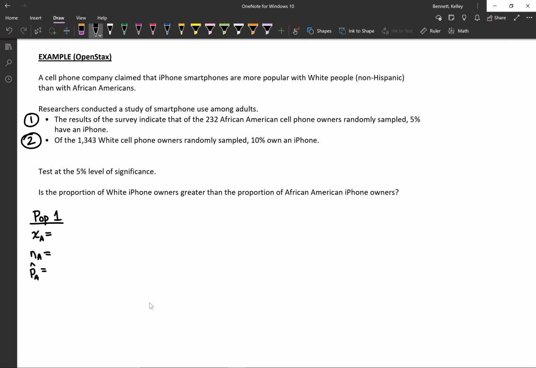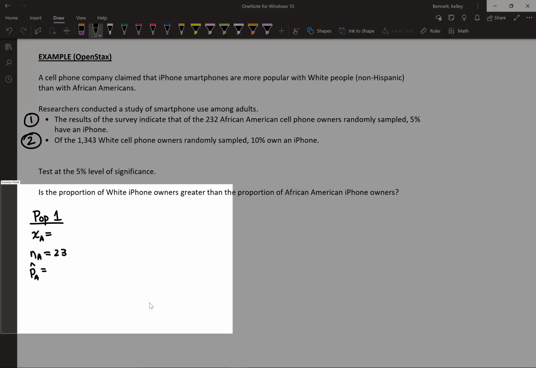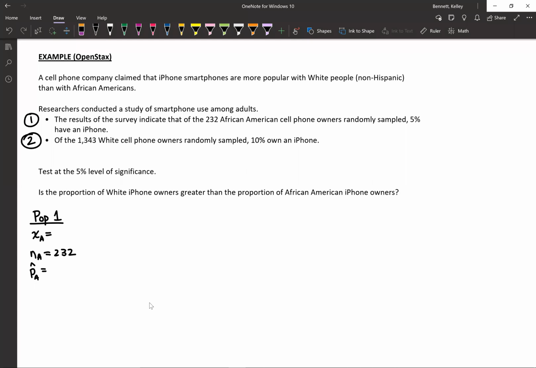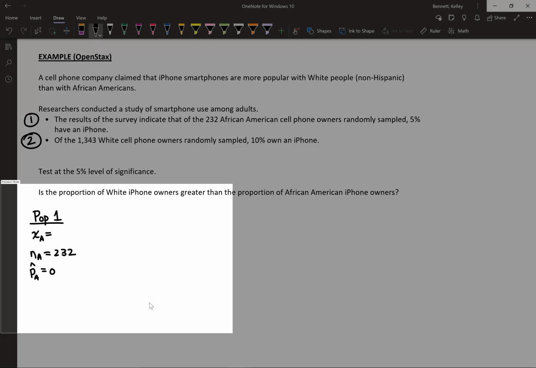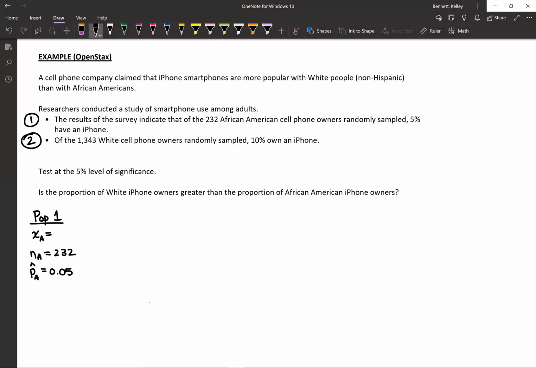African-American cell phone owners, that's telling me sample size, 232. And then it says 5% of them had an iPhone. So I can go over here and I can put 0.05 for 5%. Now, if you think about what's in Excel, I only need N_A and the sample proportion: 232 and 0.05. I don't need to know the number of yeses. I just had that in the first one because I actually had to compute the sample proportion, 20 out of 200. I wasn't given a percentage. I had to compute it myself. In this case, they're just giving you the percentage. Thank you, OpenStax. Save me the trip.